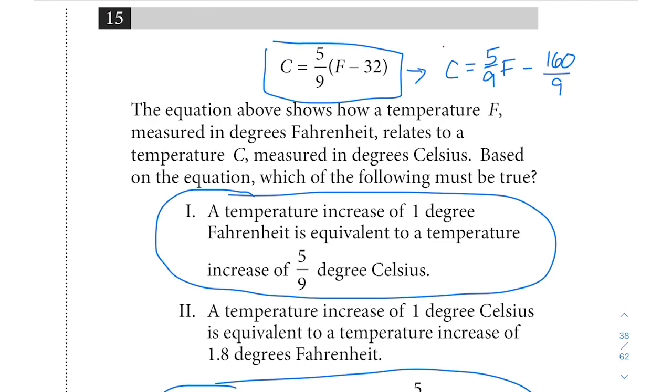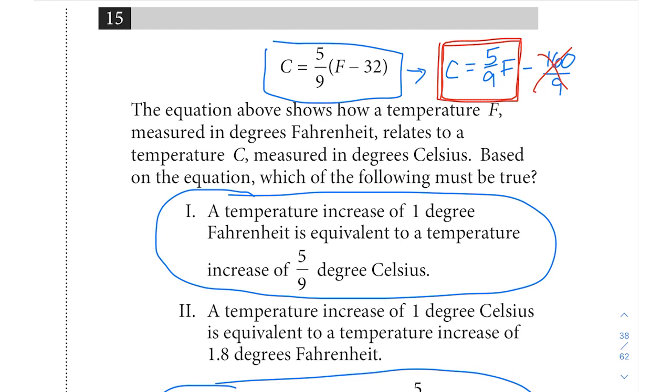I'll tell you a helpful little trick here: when you're looking for this relationship about how one value is impacted by another, all we really care about is this relationship here. The constant is not going to tell us anything about how Celsius changes with an increase in Fahrenheit or vice versa. That relationship will only be determined by this portion of the equation right here.